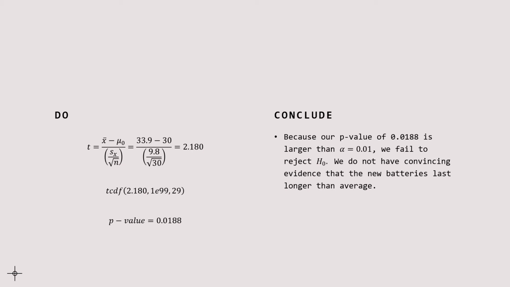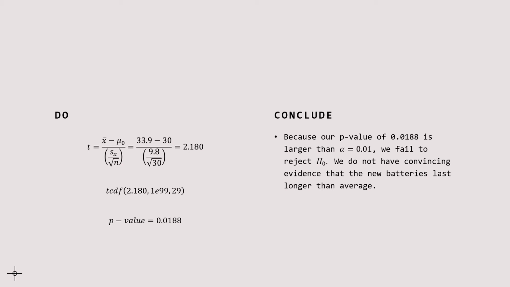And we would say that because the p-value of 0.0188 is larger than the alpha of 0.01, we would fail to reject because the p-value is larger than the alpha. So we do not have convincing evidence that the battery life is longer. We don't say that it won't be, we just don't have convincing evidence. That's the key thing here, is that we're not confirming that it's equal to 30. We're saying that we don't have enough evidence that it is more than 30. It's a key thing here. All right, so that is that example.